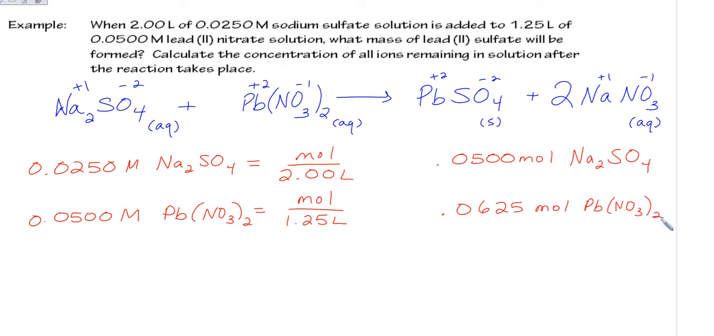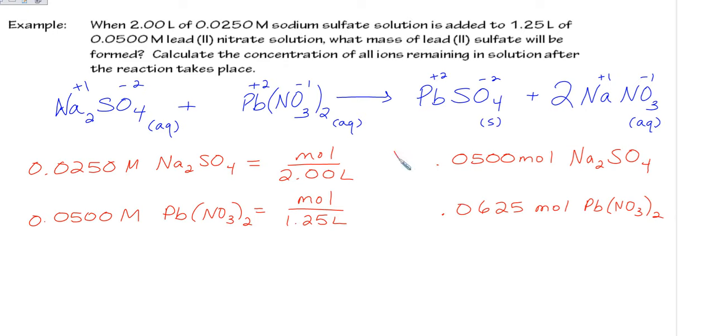All right. So now actually this is kind of sweet. Next thing I would do is figure out limiting and excess, because I need to know if there is a limiting. That's the one I'll use to figure out the amount of product formed. Check it out. On the reactant side, it's 1-to-1 ratios between the sodium sulfate and the lead nitrate. If it's a 1-to-1 ratio, then automatically whichever one has smaller moles, that's my limiting reactant. So I don't have to do anything fancy. I just have to use my noggin a little bit.